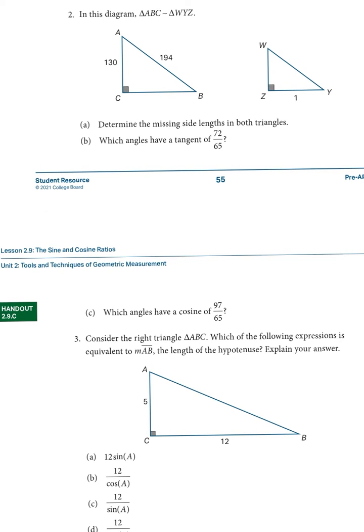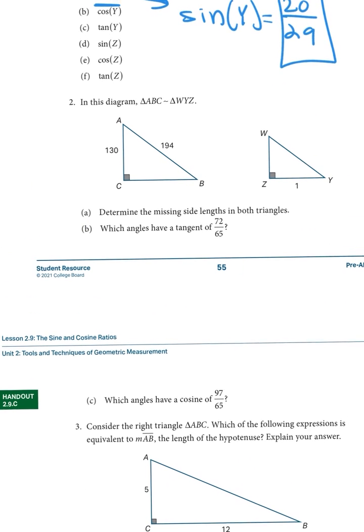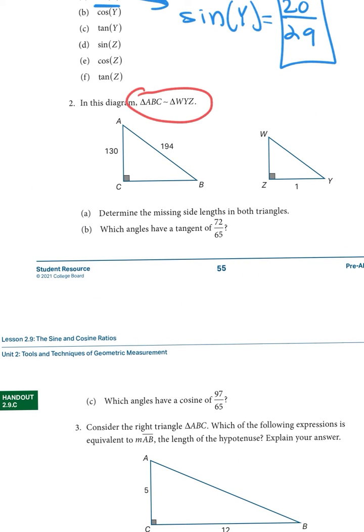In this diagram, triangle ABC is similar. So this little symbol right here means similar. So triangle ABC is similar to triangle WYZ. Okay. So determine the missing side lengths in both triangles. So we know that this is 130, this is 194, and we know that this is 1, but we don't know what this is, we don't know what this is, and we don't know what this is, right?